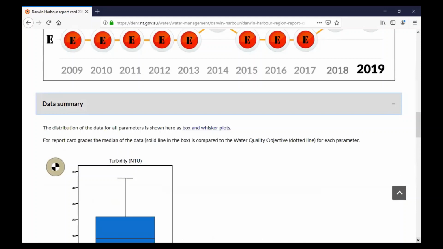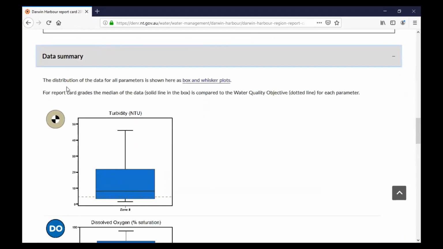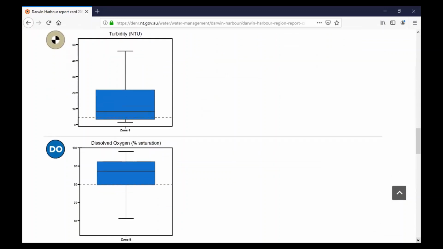So if you're actually interested in reading a little bit more, the distribution of the data for all parameters, okay, there's a bit of jargon in there, is shown here as box and whisker plots. So then it explains what box and whisker plots are. And then the report card grade, for the report card, the median of the data, the solid line, is compared to the water quality objective, the dotted line. So we can see here that turbidity, and there is an explanation of what turbidity is elsewhere, it explains what turbidity is and the fact that that's high.